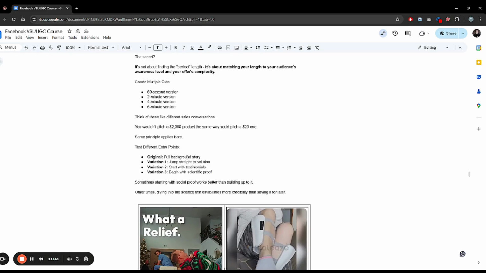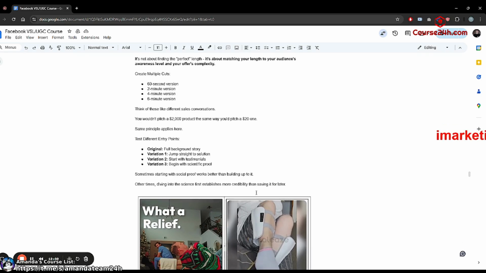The original might be the full background story. Variation 1 might skip it and jump straight to the solution. Variation 2 might start with the testimonials, and variation 3 might begin with scientific proof. And sometimes starting with social proof works better than building up to it. And other times, diving into the science first establishes more credibility than saving it for later.